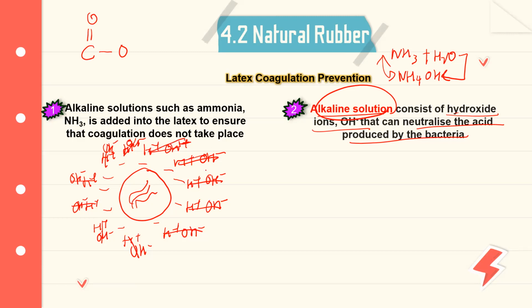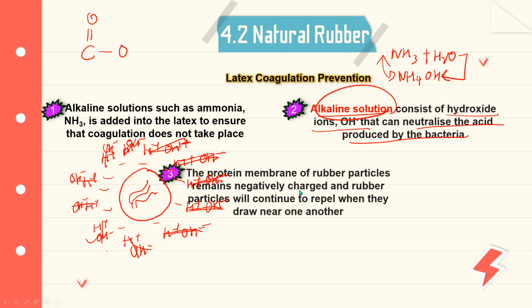So when all of these are neutralized, you tell teacher what is left now on my protein membrane. What do you still see there? Negative charges. Very good, Aiden. I still see my negative charge. And because I still see my negative charge, what's going to happen? Are they going to repel? Very good, they are going to repel each other, correct? So the protein membrane remains negatively charged. That's why it will repel and it will not coagulate.